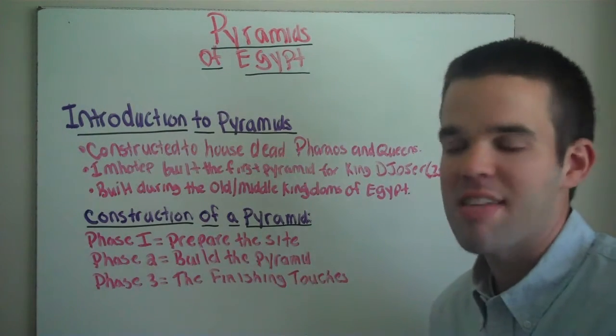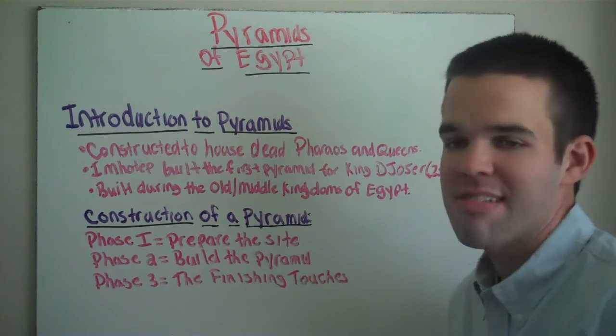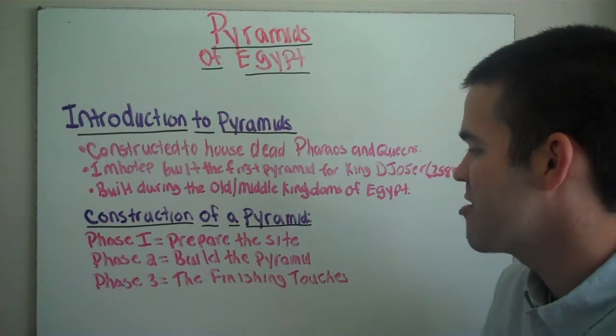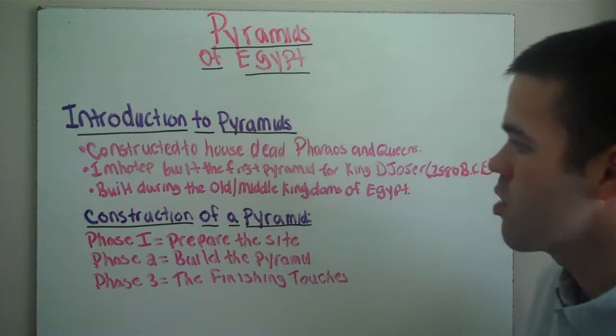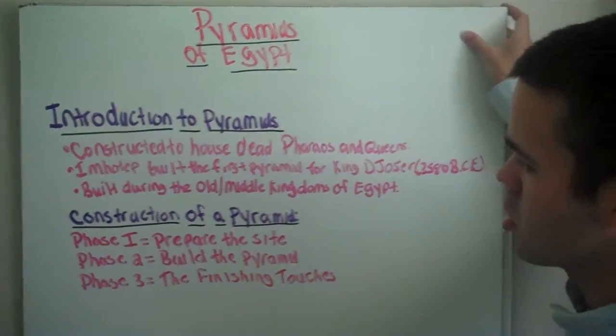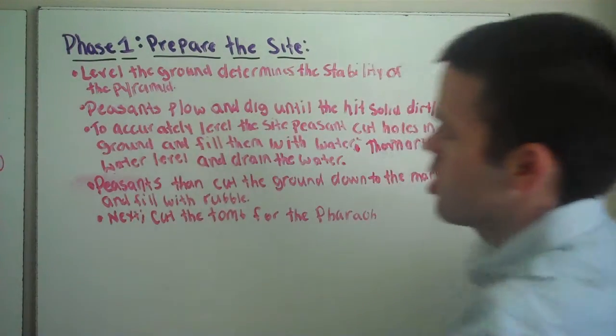There are 3 phases of the construction of a pyramid. Phase 1 is to prepare the site. Phase 2 is to build the pyramid itself. And phase 3 is the finishing touches. We'll go over all 3 phases in the next few boards. So let's begin with phase 1.